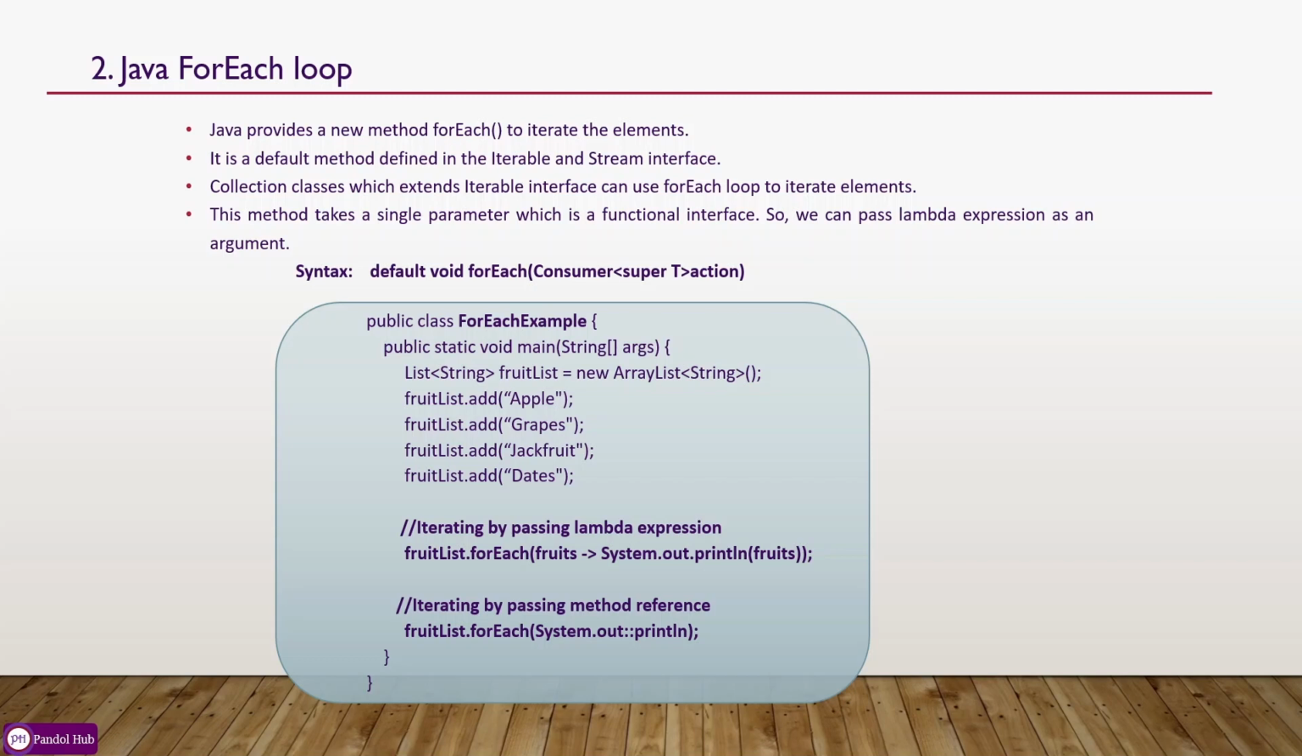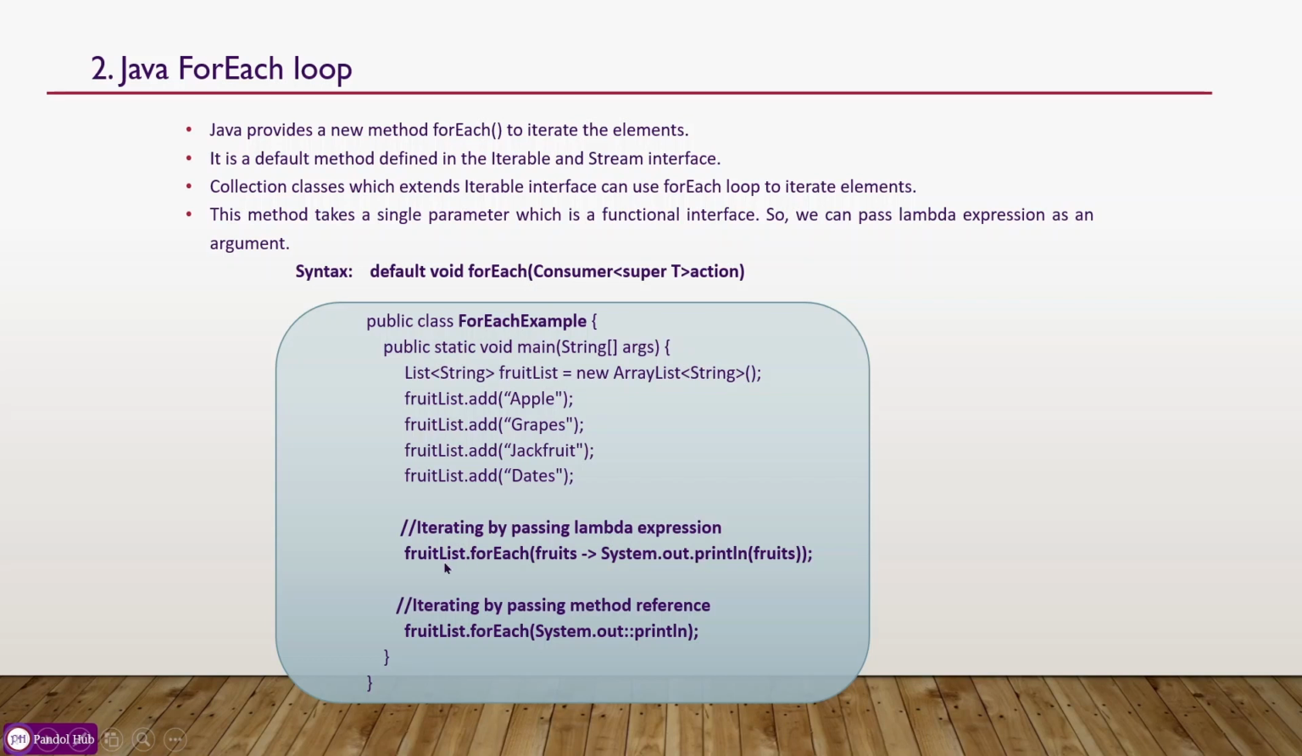Okay, so when we look at this example, the syntax is like default void forEach of Consumer super T action. So for now, let's leave this syntax and let's see the example of how it is being used. Public class ForEachExample. Here we have a main method and we have a list of strings. So iterating by passing lambda expressions: how do we iterate using the lambda expressions is you're having the list dot forEach, you're mentioning the source list, and you are just having the lambda expression and you're just printing it.